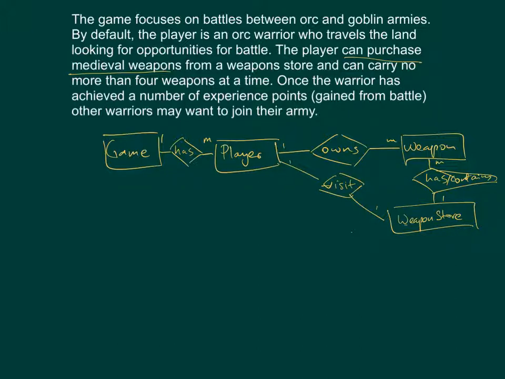Other warriors may want to join their army. So clearly the player has an army. So one player has one army, but also a player, that is other players, for example, can join this army. So we're going to put something like this. And many players can join one army.